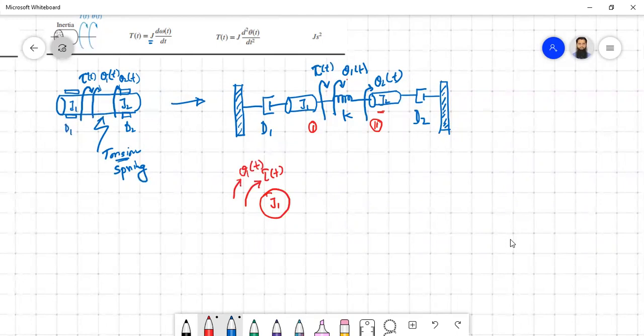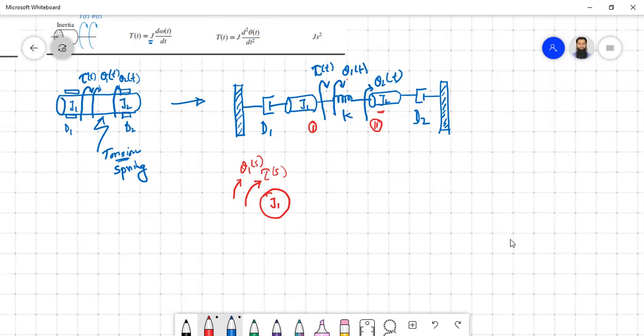Actually, if you want, you can write directly in terms of the Laplace parameter instead of writing in the time domain, because we are already familiar with it. So we can do that here as well. So directly we can write in the Laplace domain. Say theta 1s, and this is your tau s.